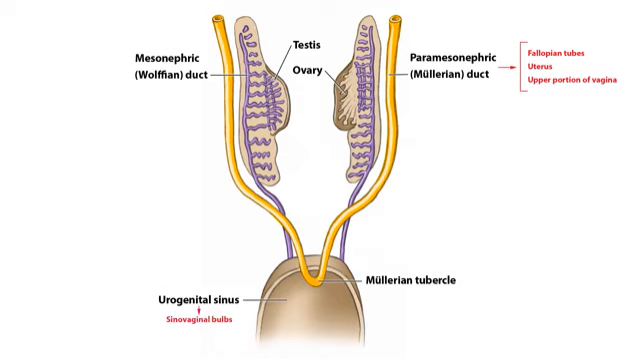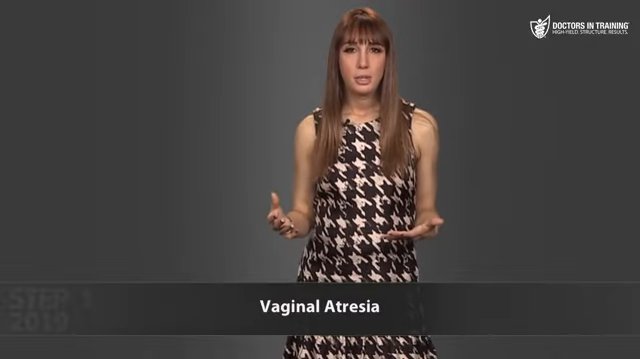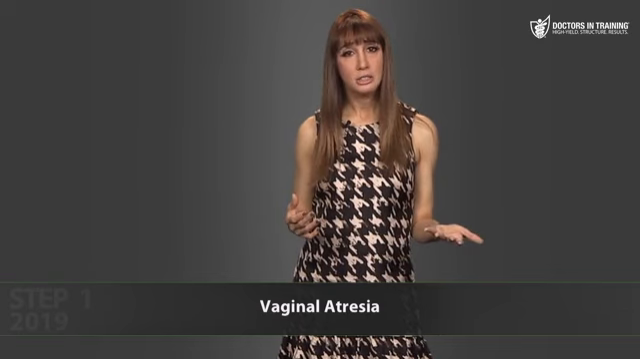The urogenital sinus gives rise to the sinovaginal bulbs, which will eventually develop into the lower portion of the vagina. So again, the urogenital sinus develops into the sinovaginal bulbs, which proceed to develop the lower portion of the vagina. So what if you have a problem with the development of your paramesonephric ducts? Can you still have a vagina?